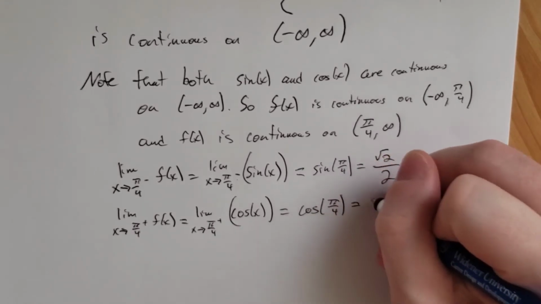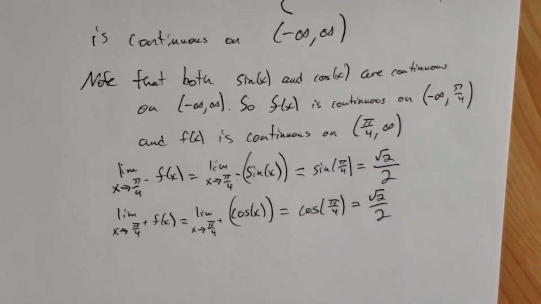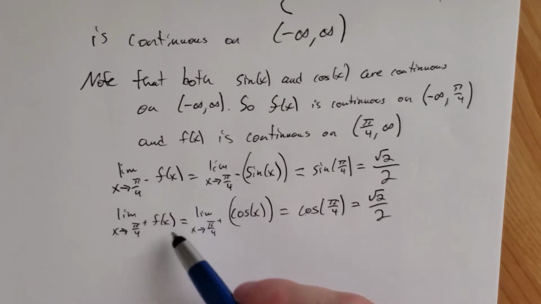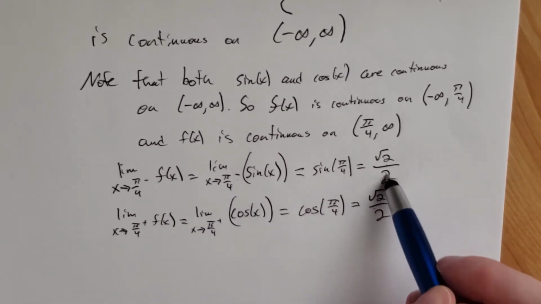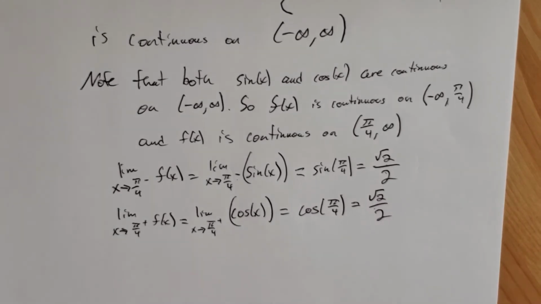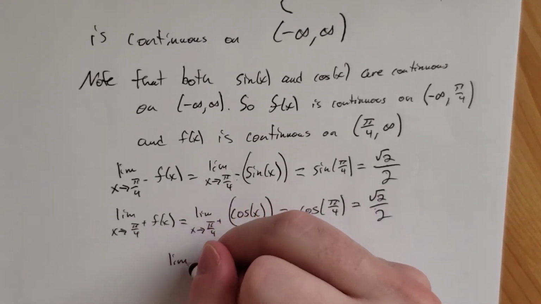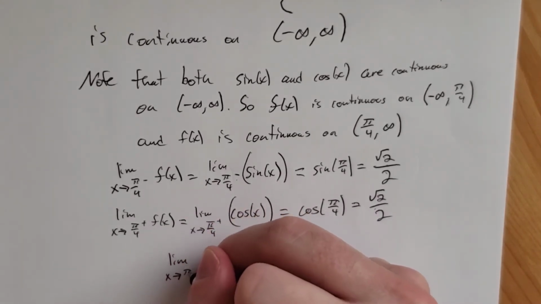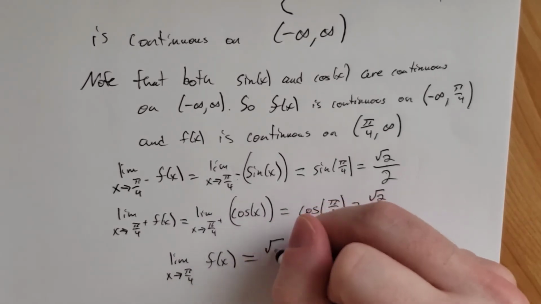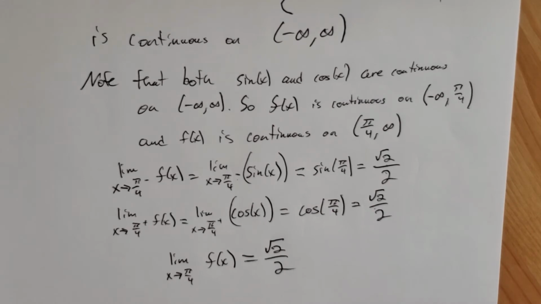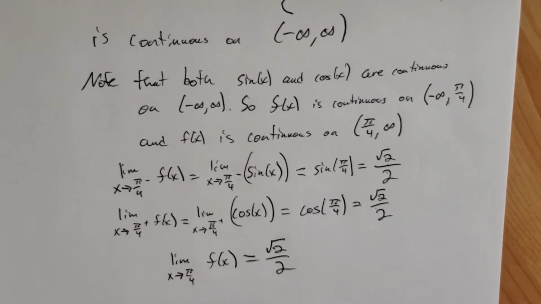But what is cosine of pi over 4? That is root 2 over 2. So these two limits exist, and they in fact equal each other. So if they equal each other, this tells us that the limit as x approaches pi over 4 of f of x is in fact root 2 over 2. So this limit exists, and it is root 2 over 2.